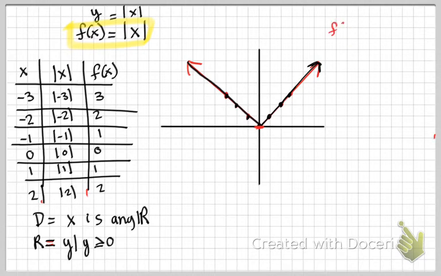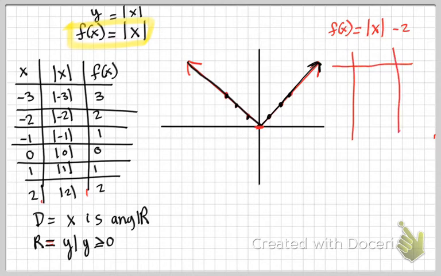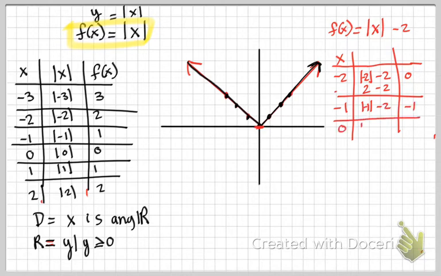Okay? All right, so let's try another transformation now to that parent function of absolute value by subtracting 2 in that equation, okay? Making myself a little table. And now, doing the absolute value of negative 2 minus 2. So it's 2 minus 2 is 0. Absolute value of negative 1 minus 2 is negative 1. 0 minus 2 is negative 2. Let's try positive 1. So 1 minus 2 is negative 1. And then we go to 2.